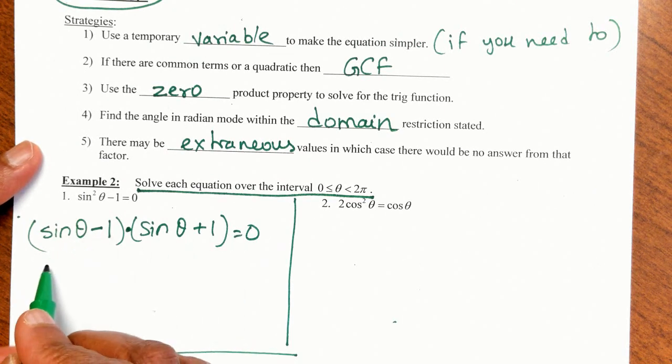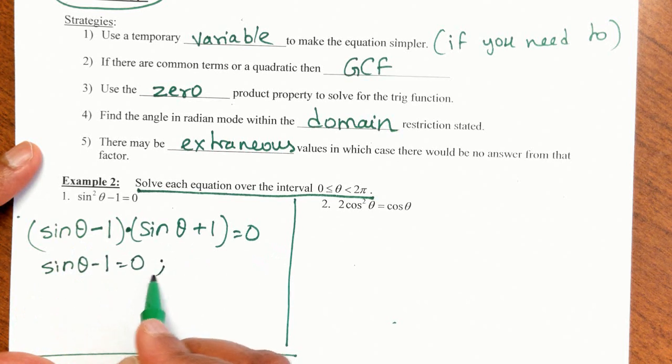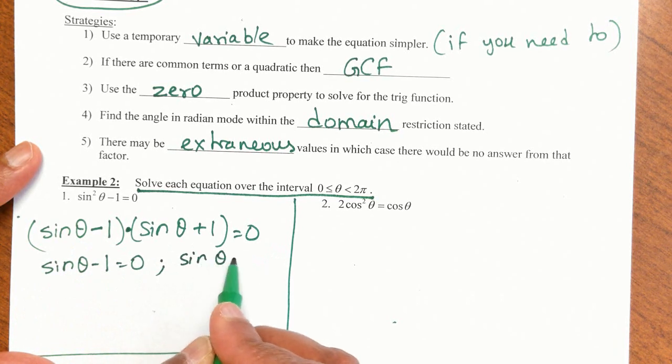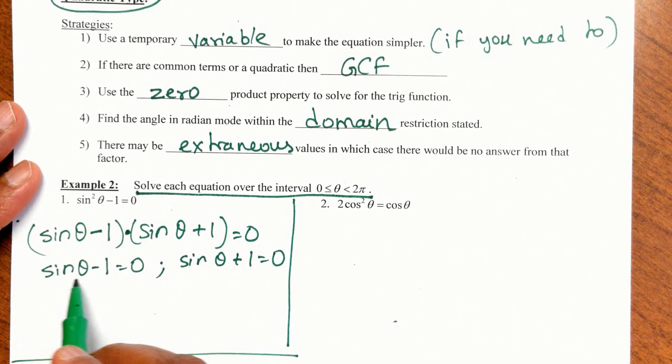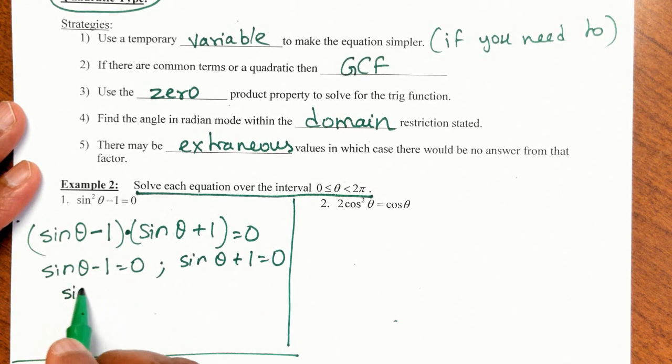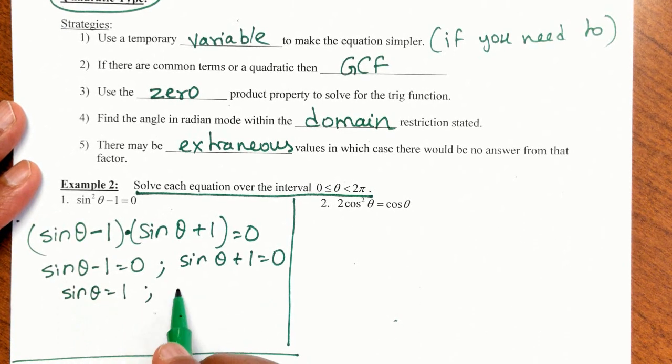Set each of them to 0. So sine theta minus 1 equals 0, and sine theta plus 1 equals 0. Everybody good? Same thing as any other factoring, setting each one of them to 0 because of the zero product property. And then what do I have? What is my value of sine theta from the first equation? Everybody good? And what's my second solution?